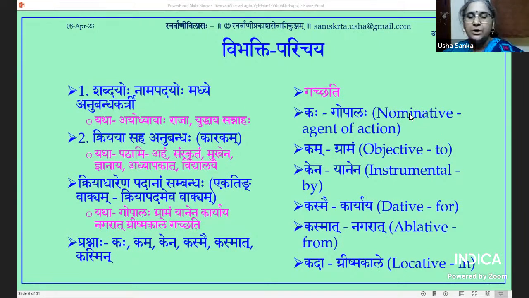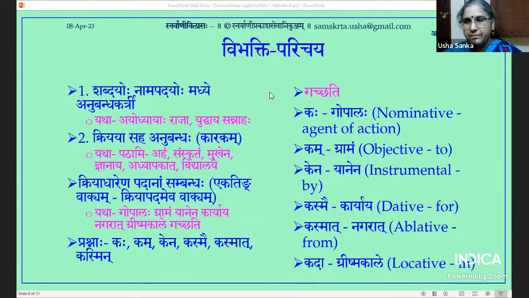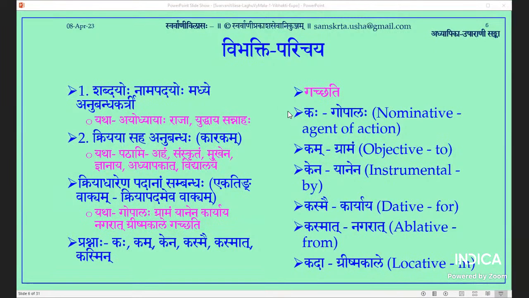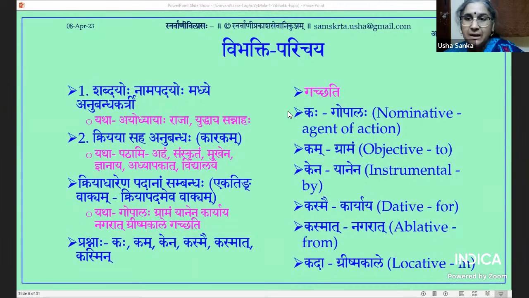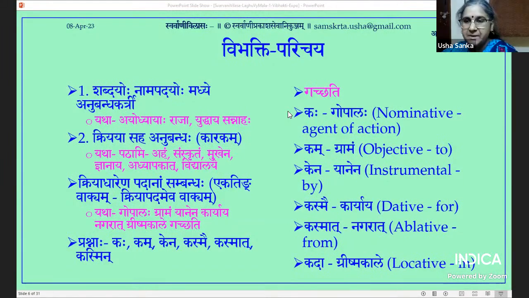Do you all understand what a nominative case is? Prathama Vibhakti, yes. What do you call nominative case in Sanskrit? Prathama only, there is no other name. We'll call it Prathamarthaha or Pratipadikarthaha. That's what we are trying to tell, Karta and all. They are the technical words which represent these ideas. We'll come to that.